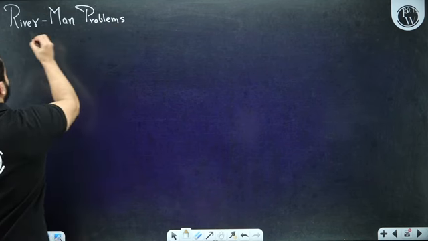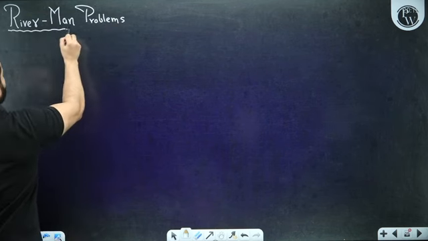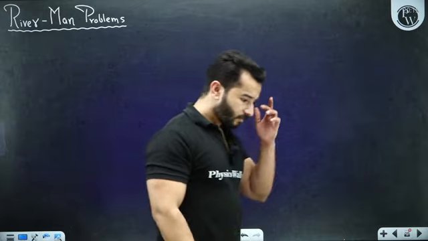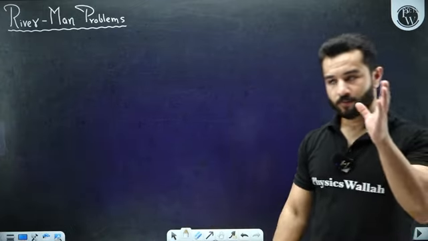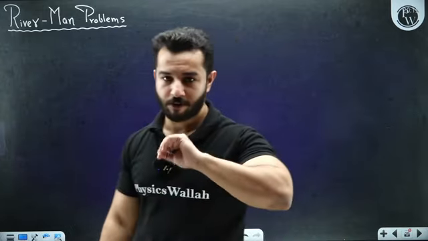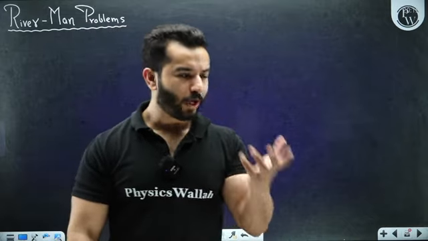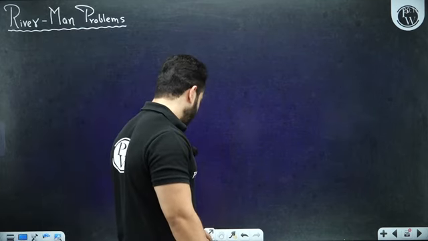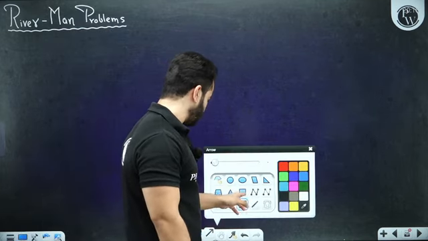Not that difficult if you are able to understand the basic terms, and again we are going to use the concept of relative motion and we are going to use the concept of 2-dimensional motion. What are the different things? Let's try to understand.